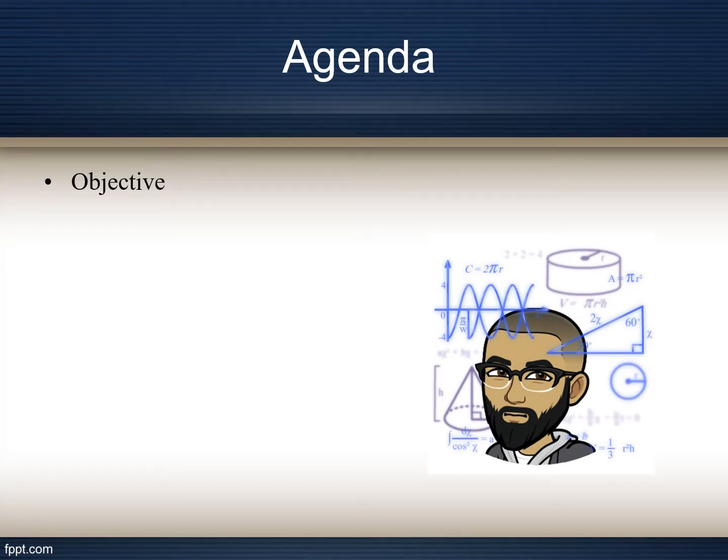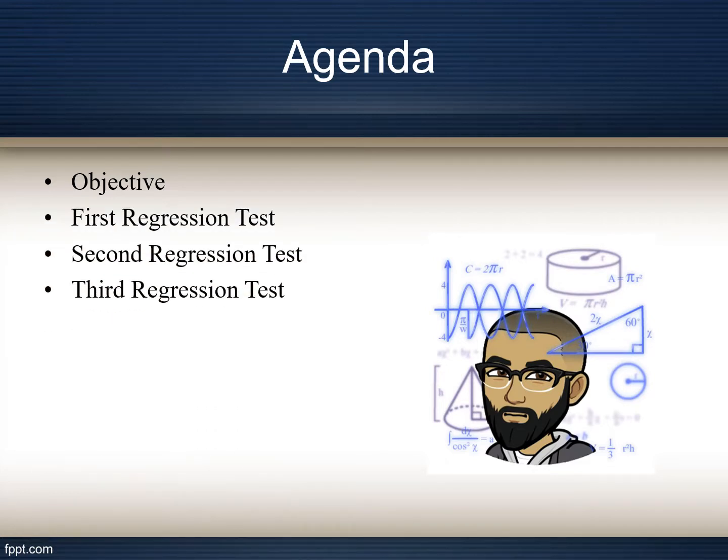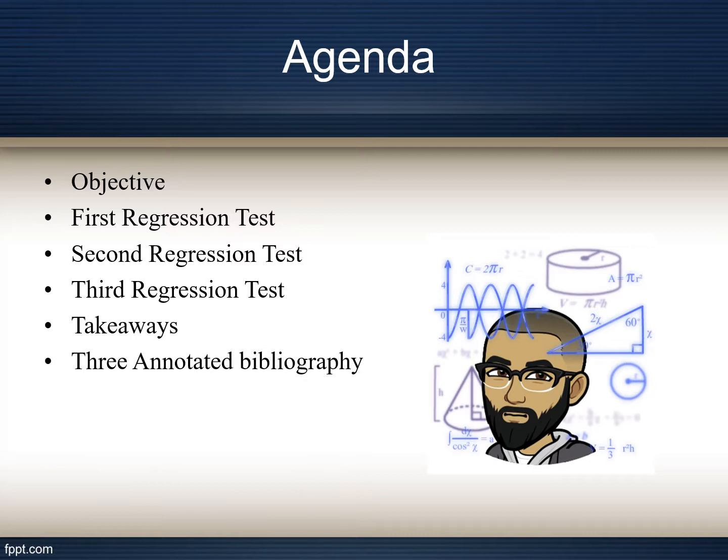The agenda for this presentation is as follows. First, I will discuss the objectives. Then, I will cover all three of the regression tests. Following that, I will discuss the takeaways from the tests. Then, I will discuss the three annotated bibliographies that helped me throughout this course. Following that, I will open the floor to discussions. And lastly, my references.